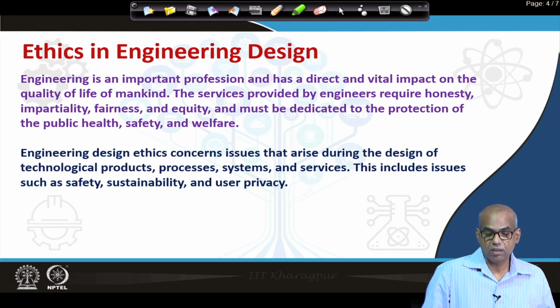Engineering design ethics concerns issues that arise during the design of technological products, processes, systems and services. This includes issues such as safety, sustainability and clients' and users' privacy.